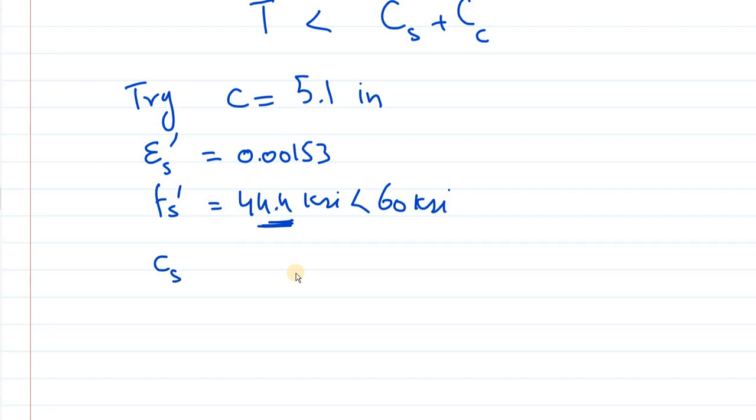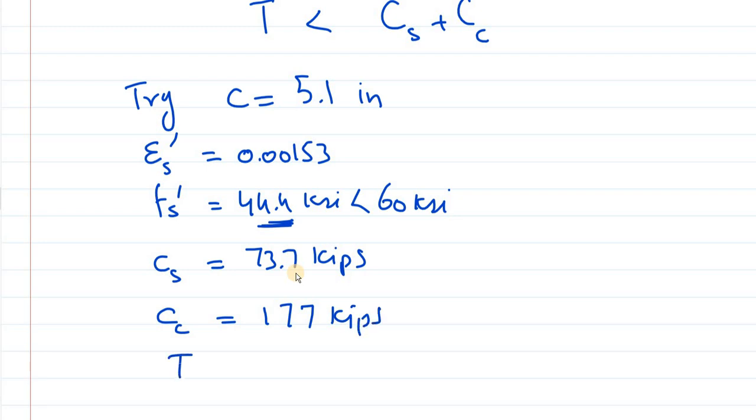And then you calculate your Cs, which is 73.7 kips, and then you calculate again your Cc, which is 177 kips, and then you calculate your T value again, which is the same answer, 254 kips. So this time again you can check their sum. If you sum them up, they give you 251. Their sum is 251, this is 254, so this is now close enough.